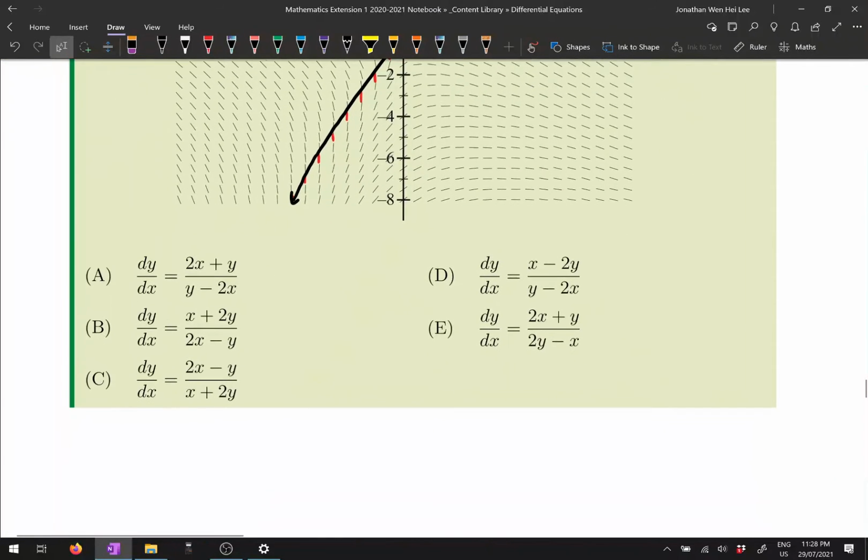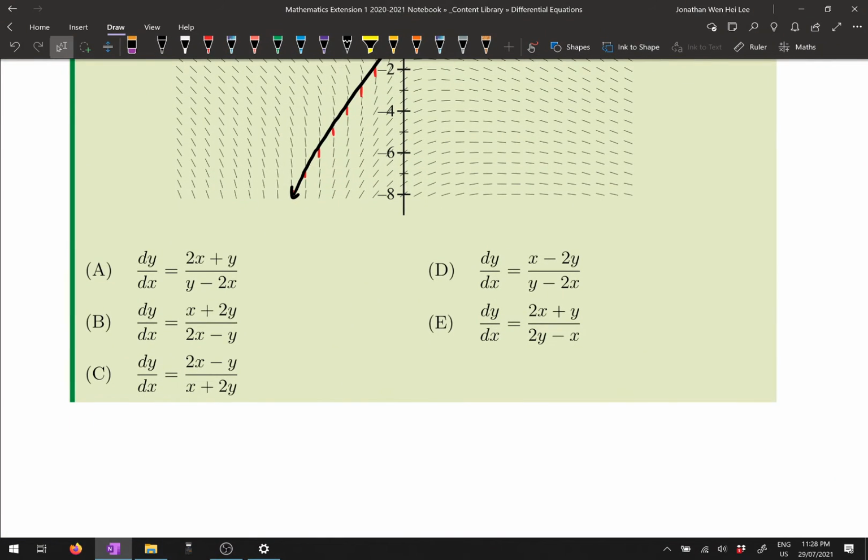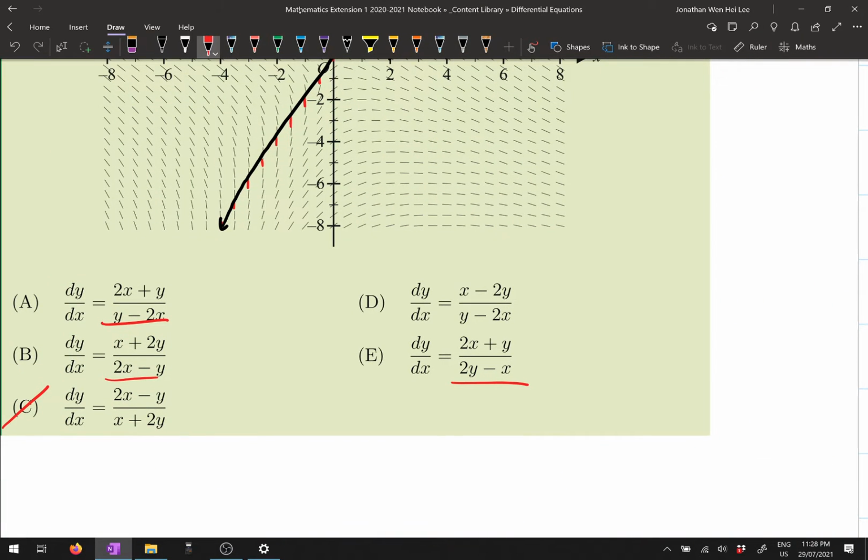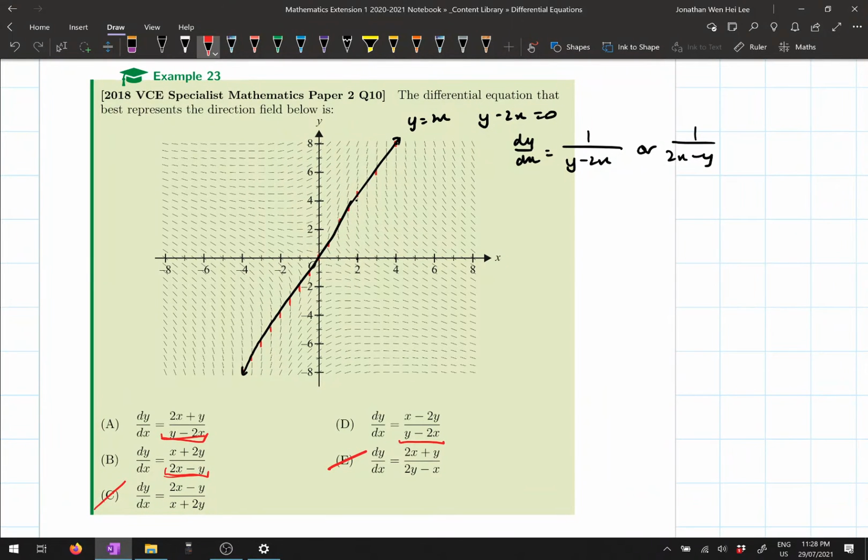And so what that looks like is, if I look at my solutions, I can immediately eliminate this one over here. Everything else has that thing at the bottom. So we've got y minus 2x, 2x minus y, 2y minus x. Oh, hang on. Which one can I eliminate? Oh, I can also eliminate this one as well. I forgot that I could eliminate this one. So I can eliminate C and E, because these ones don't match up. So I've got these guys which all have a similar denominator, which is exactly what I want. Okay, cool. That's the first thing I noticed.